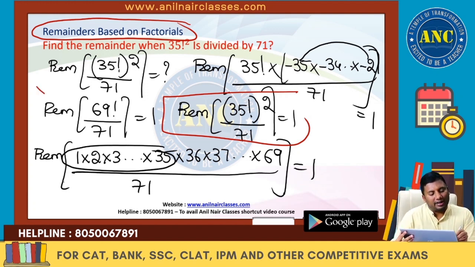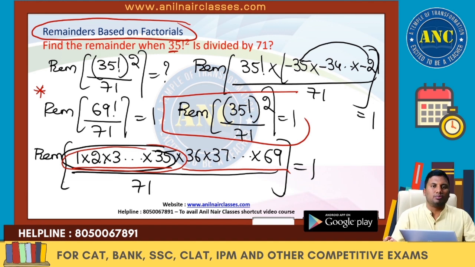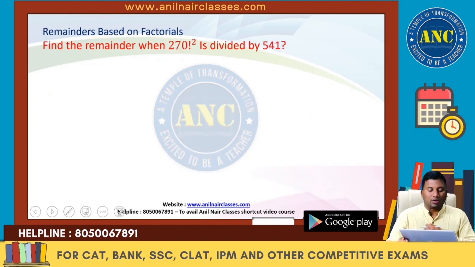69 factorial divided by 71 is 1. 1 into 2 till 35. I did till 35 because the question is till 35. Then 36 to 69. 35 factorial. 36 by 71 is minus 35. Minus 34. 69 by 71 is minus 2. From 2 to 35, there are 34 negatives. 34 negatives, if I multiply, I will get a positive. Idea clear, right? Another question.